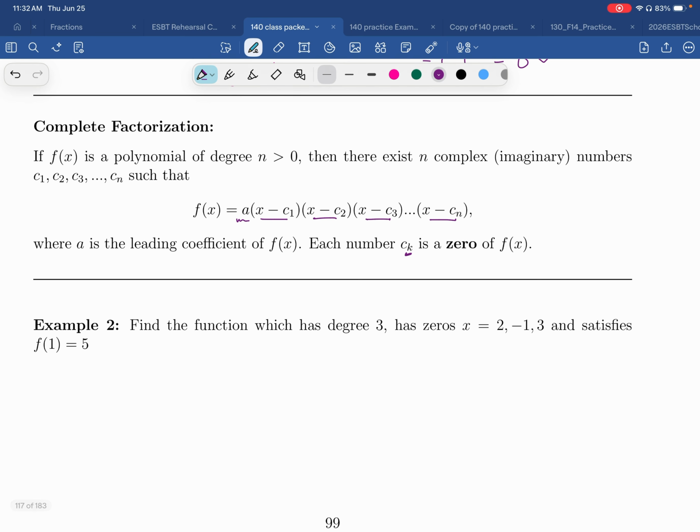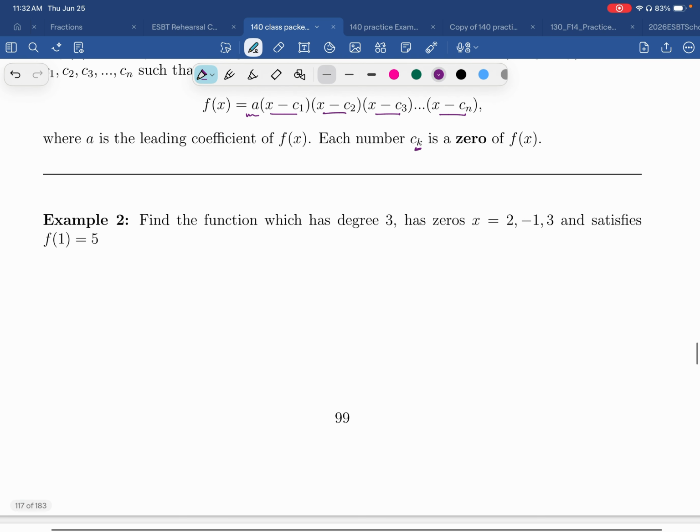So in example 2, it says find the function which has degree 3, has zeros x equals 2, x equals negative 1, and x equals 3. Now, you have 3 zeros here. Your degree is also 3. So that means we have exactly what we need. They each show up once. So that means our f of x is going to be equal to it. Now, I'm going to leave the a in that format from up above because I don't know what that a is yet. All I know is what my C1, C2, and C3 are. So this is a C1, a C2, and a C3. The order does not matter whatsoever.